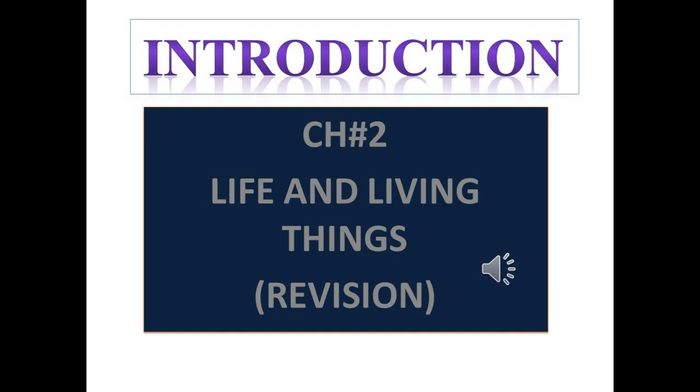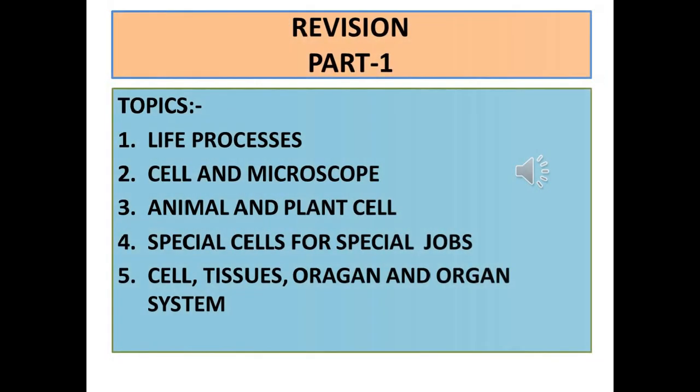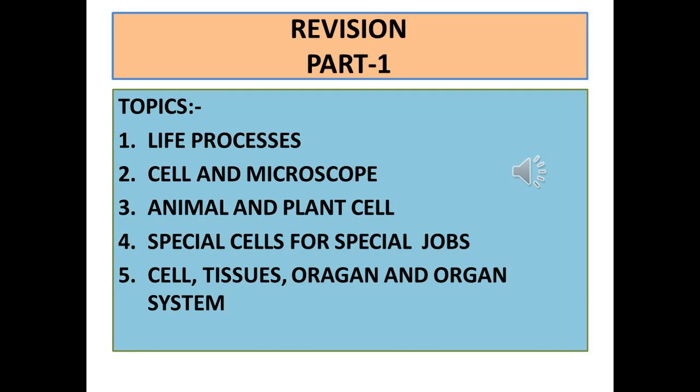Today we will start the revision of Chapter 2, Life and Living Things. In the first part of the revision we will complete the following topics. 1. Life processes. 2. Cell and microscope. 3. Animal and plant cell. 4. Special cells for special jobs. 5. Cell, tissues, organ and organ system.